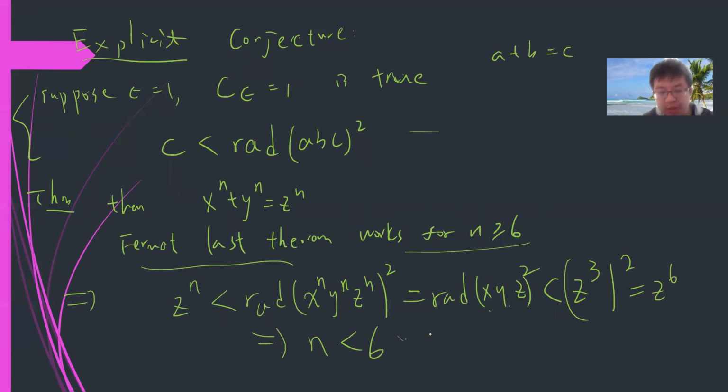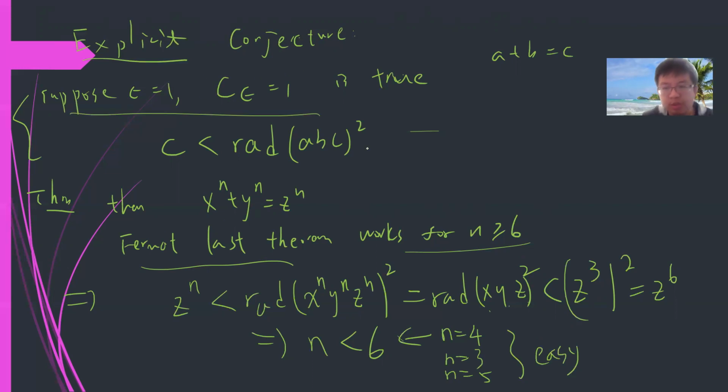But the cases n equals 3, n equals 4, and n equals 5 were already proved in history, and these are very easy. You don't need the Wiles proof; you can use only elementary number theory to prove that 3, 4, 5 are correct. So if you assume this, then you can easily prove that Fermat's theorem is true.